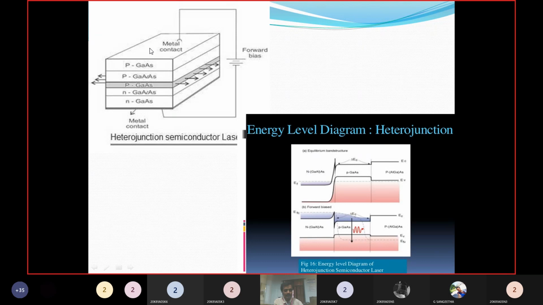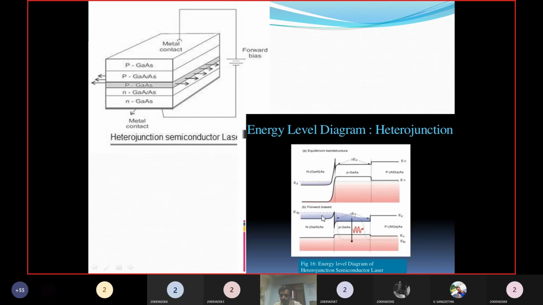These are the junctions, so a combination of different junctions will be there. The main junction is this p-type gallium arsenide, which will act as an active center. At this center, the recombination process will occur. After connecting the forward bias, this will act as an active center. This p-type gallium arsenide, and this is the n region.